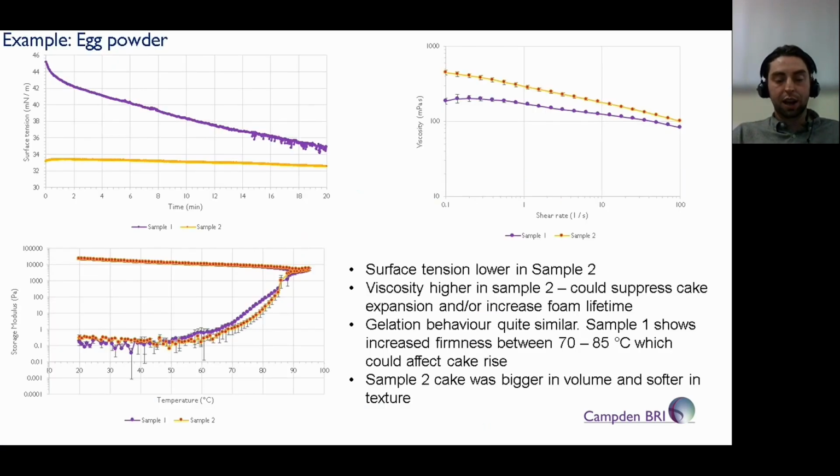I'm aware I'm running quite late, so I'm going to go through this a little bit quick so we've got time for questions. So here's another example that we've done in-house here at Camden BRI. We've done some surface tension measurements in the top left between two samples of egg powder, and we have found a difference in these. One had a much lower surface tension than the other when doing it on drop shape analysis. We also found that when mixed with water, these egg powders had different viscosities. When we did the temperature sweep using the oscillatory rheometer measurement, we found maybe quite similar. However, there was definitely a difference between the two.